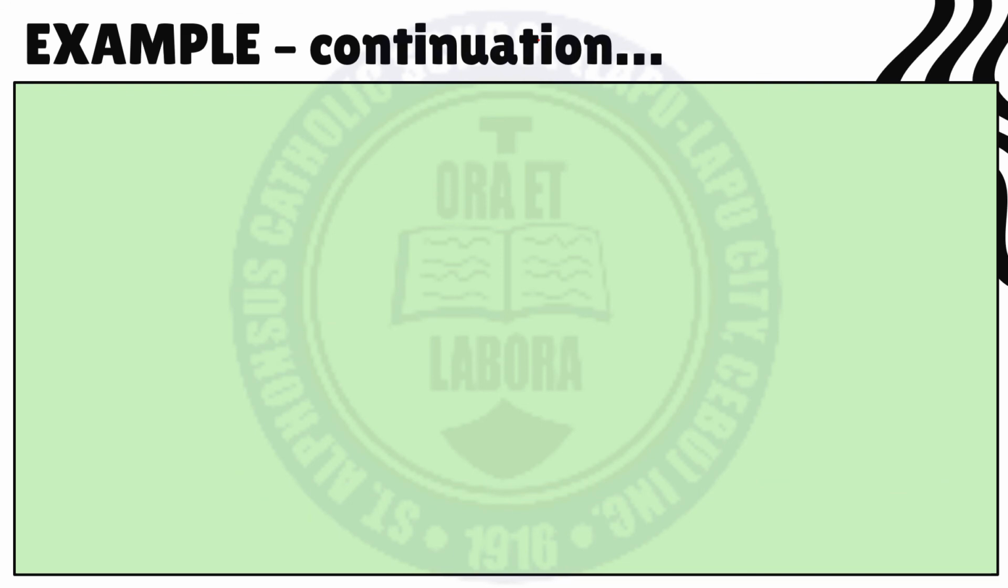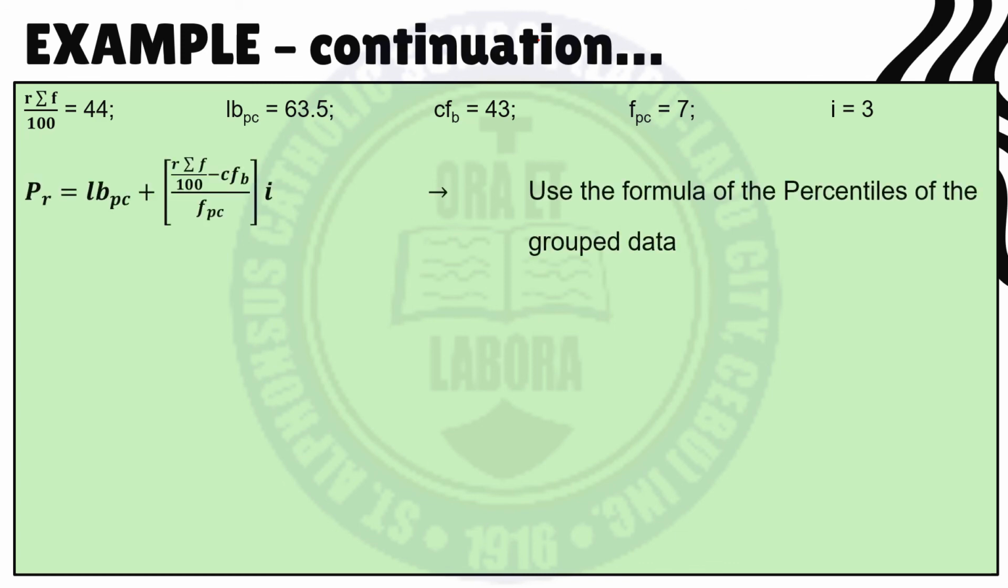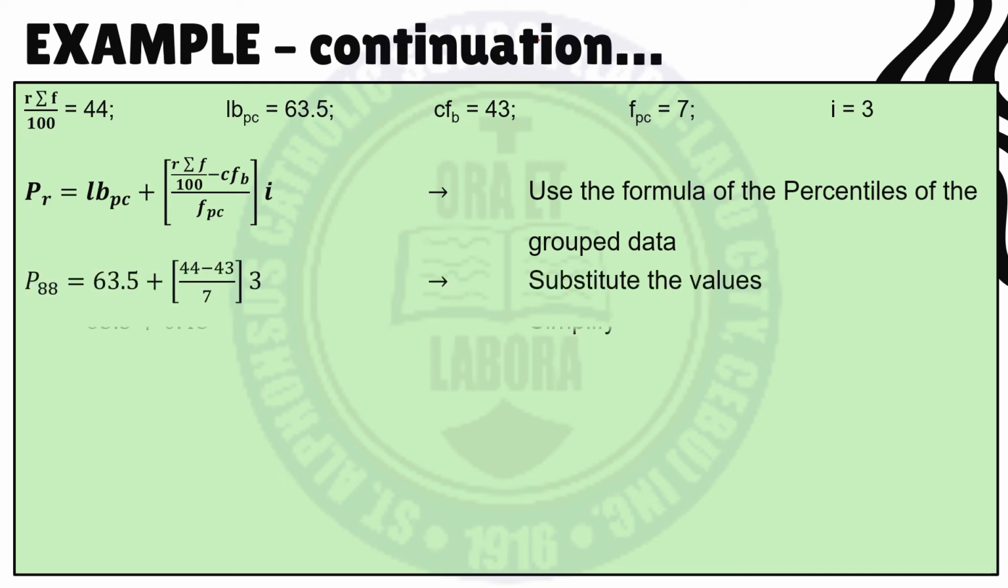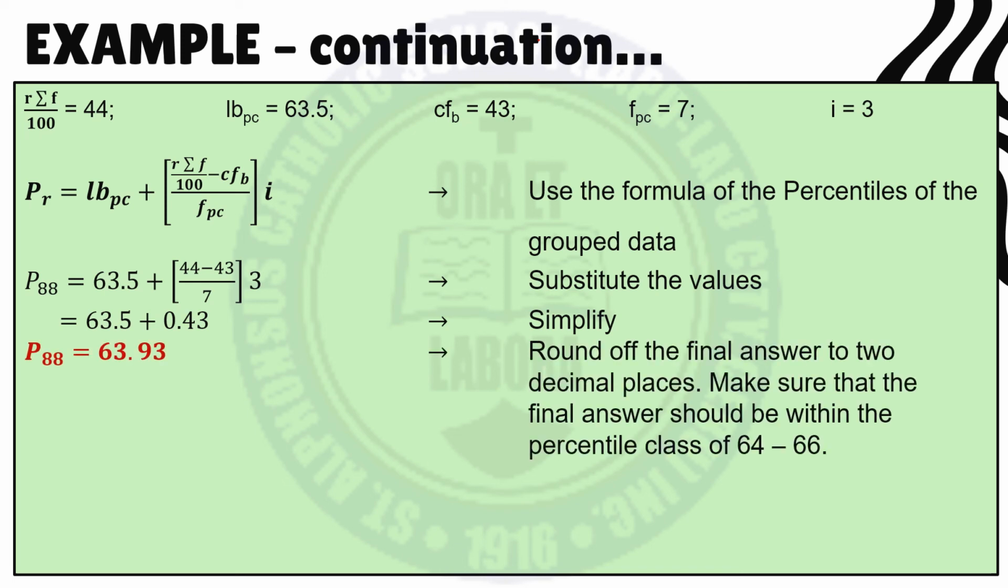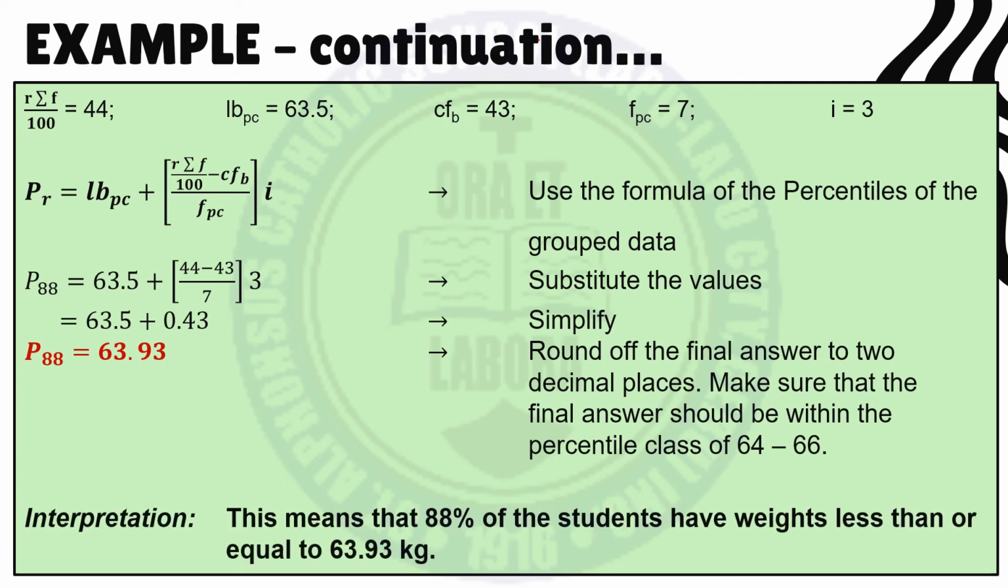We have here the needed values to solve for P sub 88. So we will now substitute these values into our given formula, after which we have to simplify. Thus, the value of P sub 88 is equal to 63.93. We have to make sure that this final answer is within our percentile class of 64 to 66. And then we have to interpret the result. This means that 88% of the students have weights less than or equal to 63.93 kilograms.